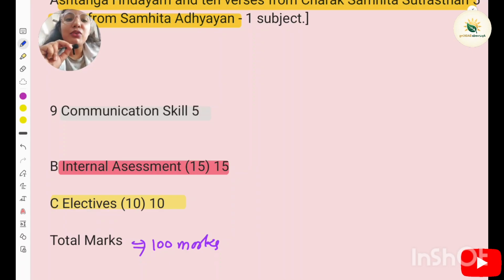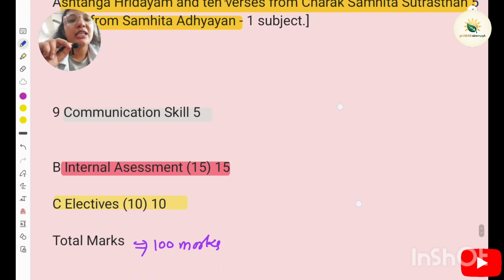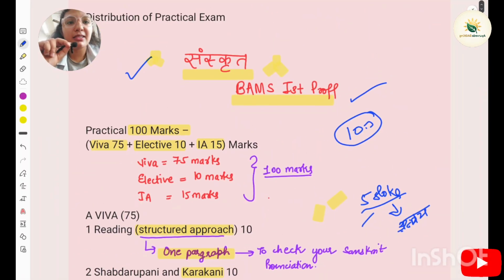Next and the last thing is the elective. So elective also you have already submitted. We have to select three electives, and out of that we will get 10 marks for those electives. So one portion is coming in your Sanskrit paper. So 10 marks for those electives and total is of 100 marks.